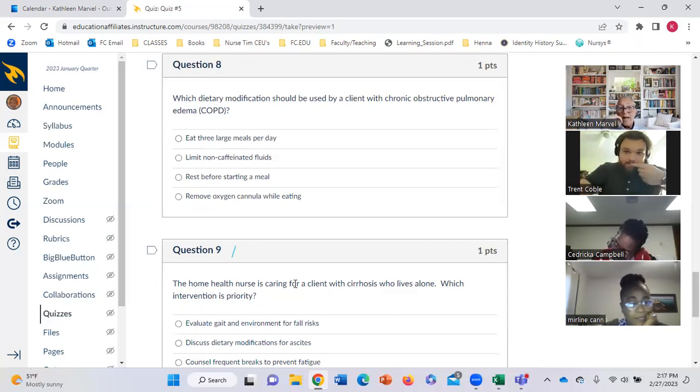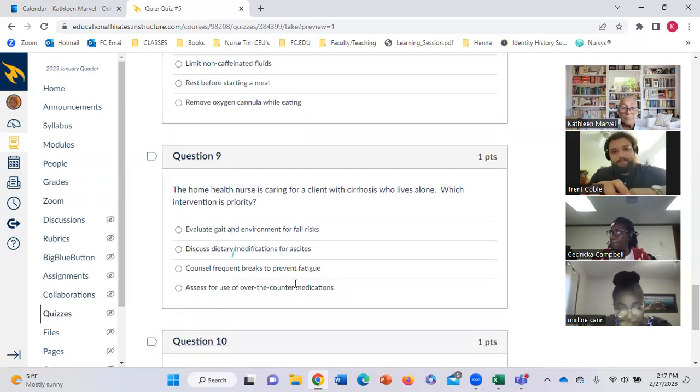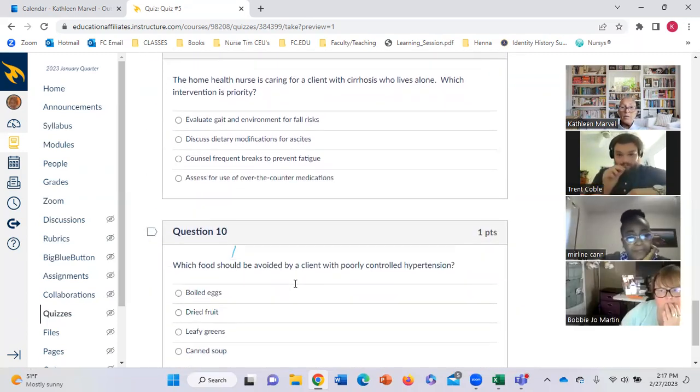Removing the oxygen cannula is not going to do any good. It's going to cause harm, right? Eating 3 large meals per day, that might be too hard. So resting before starting a meal. Everybody understand why that is the correct answer? Yes. Okay, let's talk about cirrhosis.